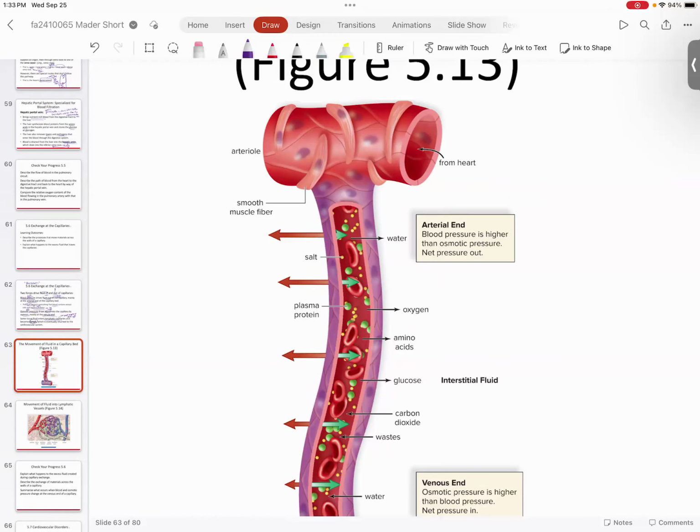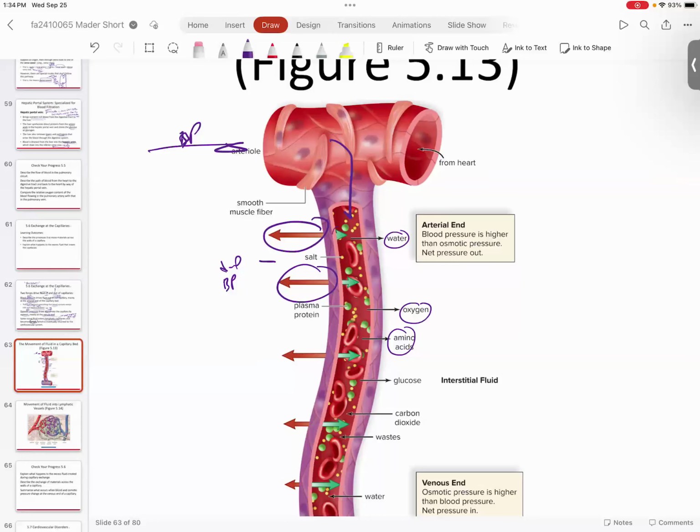So you have your blood pressure basically coming in to the arteriole, being pushed at its back by the blood pressure. As it moves into the capillary, you're going to have a strong outward push. This is due to the blood pressure. And a lot of water is going to be leaving. Your oxygen is going to be leaving. You're going to have amino acids leaving. And so everything is going to be moving out at the arterial end.